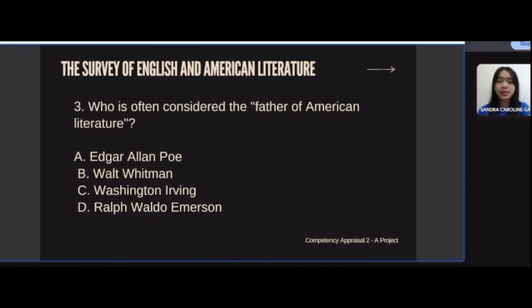Washington Irving is credited with giving American literature its own voice, notably through works like The Legend of Sleepy Hollow. Letter A, Edgar Allan Poe, is foundational in horror and detective fiction. Letter B, Walt Whitman is a major poet, especially of Leaves of Grass. Letter D is a leader in the Transcendentalist movement.